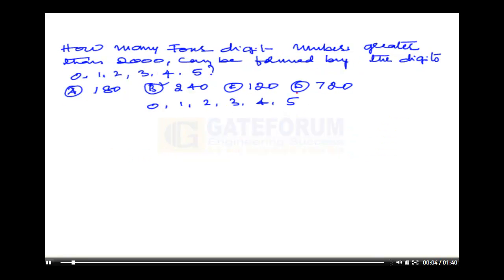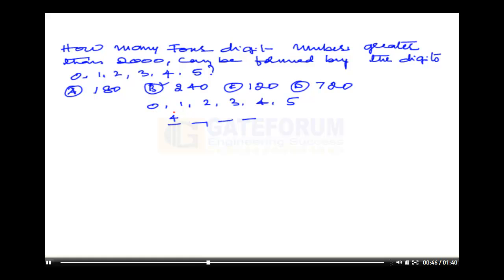We are given 0, 1, 2, 3, 4, 5, totally 6 digits. We have to find the number of numbers which are greater than 2000. Even though it is not mentioned in the question how many digits, we shall consider 4 digit numbers which are greater than 2000. So in order to find numbers greater than 2000, the digit in the 1000th place cannot be 0 or 1. So therefore, any one of 2, 3, 4, 5, that is any one of the 4 numbers can be filled in.